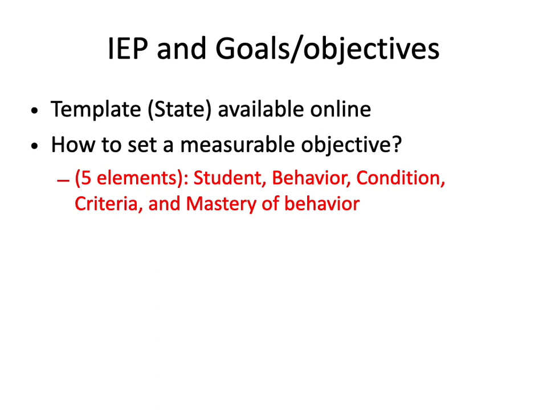But before that, I want to highlight the difference between goals and objectives. And then I want to highlight how to create a measurable objective. Like I said before, each objective must include these elements: student, behavior, condition, criteria, and mastery of behavior. These are the required elements for a measurable objective.